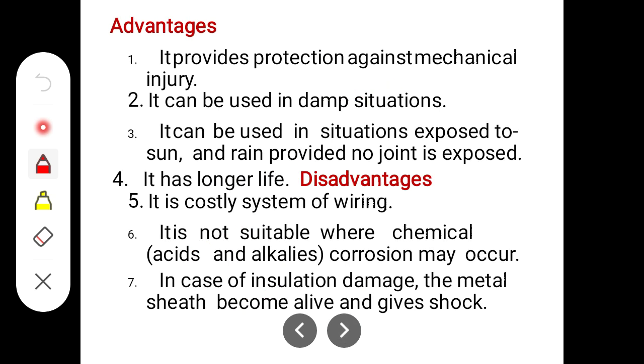The advantage is that it provides protection against mechanical injury. It can be used for damp situations, and for situations exposed to the sun and rain, and no joint is exposed. It has a longer life. Some disadvantages are that it is costly and not suitable where chemical corrosion may occur. In case of insulation damage, the metal sheath becomes live and can give a shock. That is the main thing.